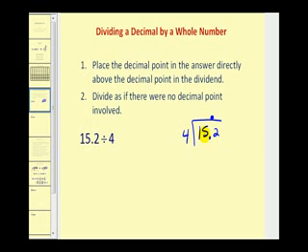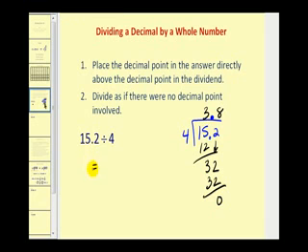So we ask, how many 4s are there in 15? That would be 3. 3 times 4 is 12. Remember, we subtract. Bring down the next digit, which is a 2. How many 4s in 32? That would be 8. 8 times 4 is 32, and we have a remainder of 0. So our quotient is equal to 3.8.